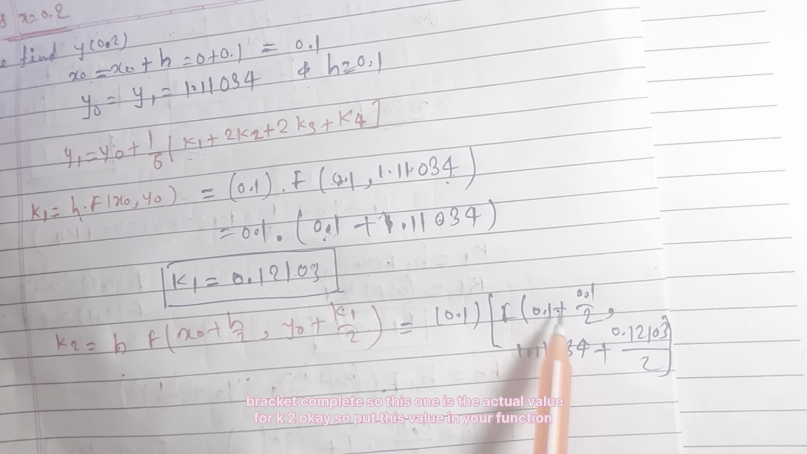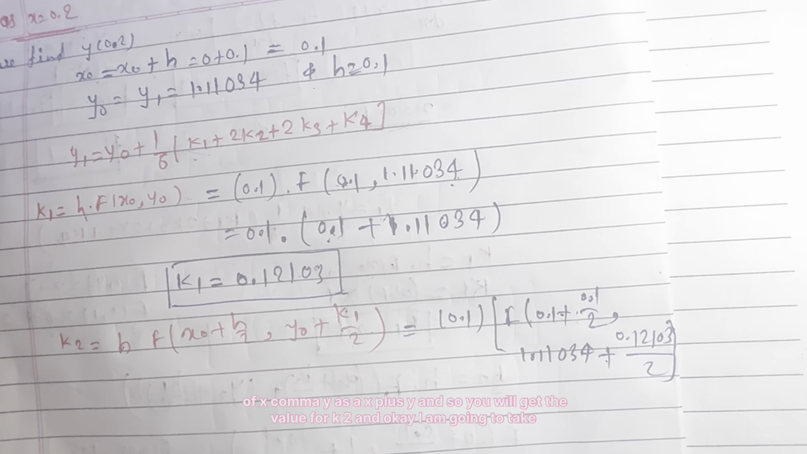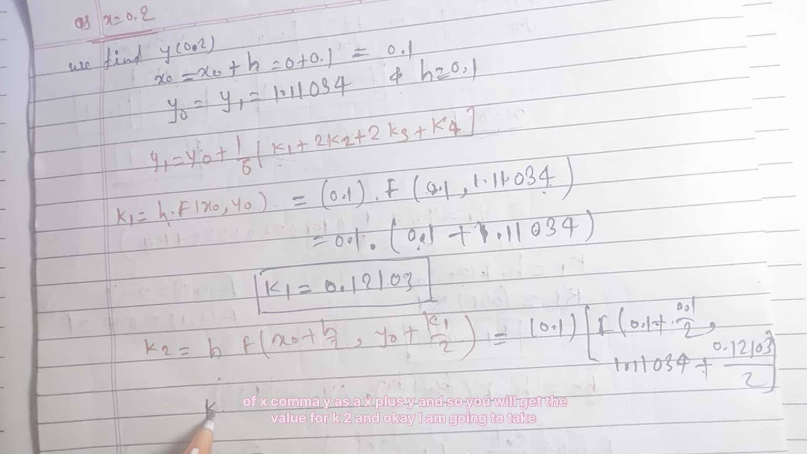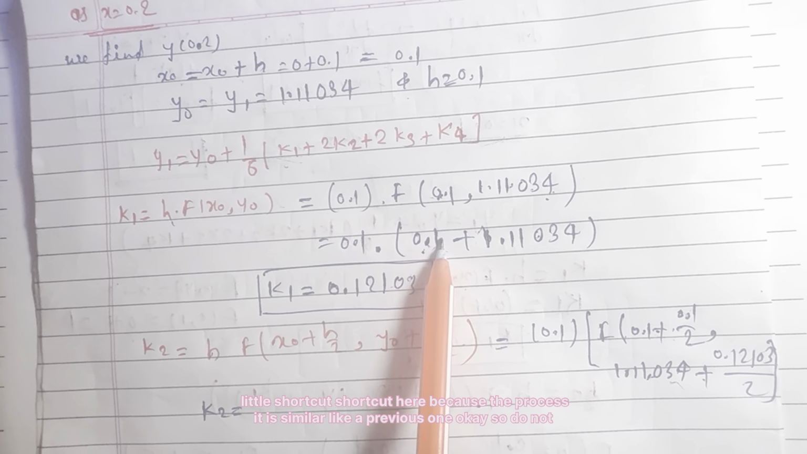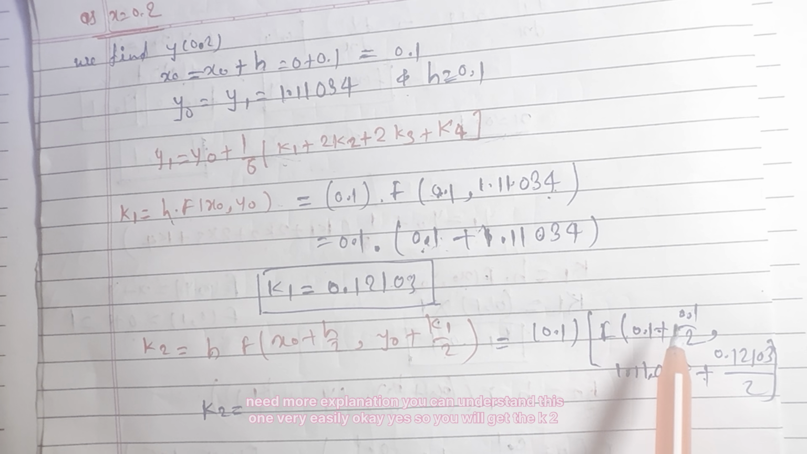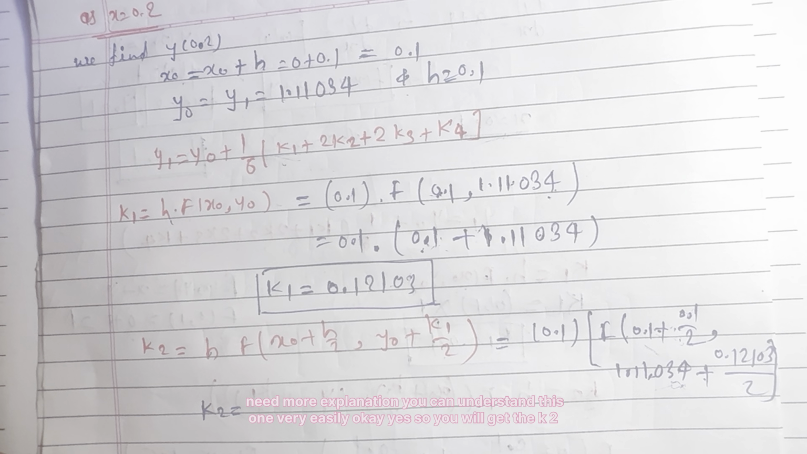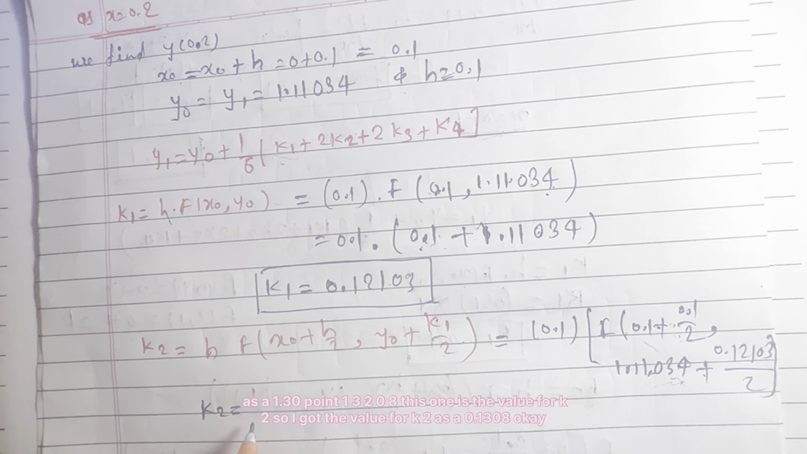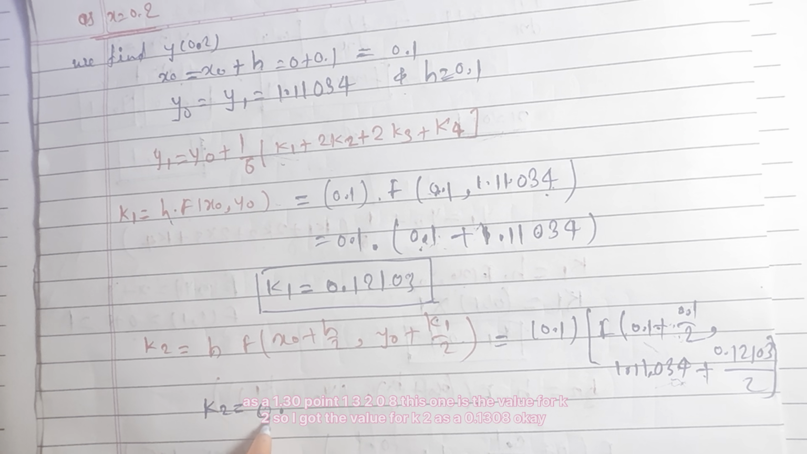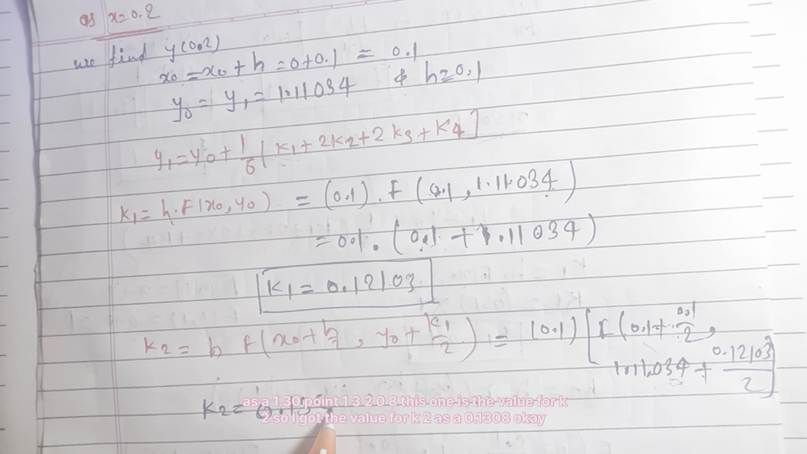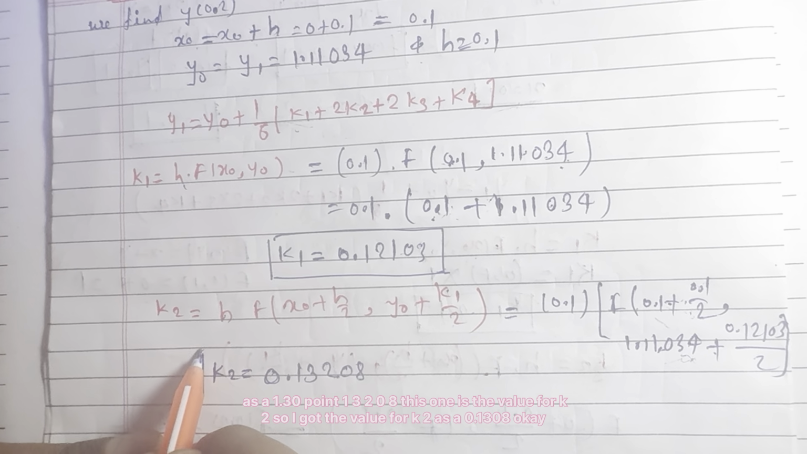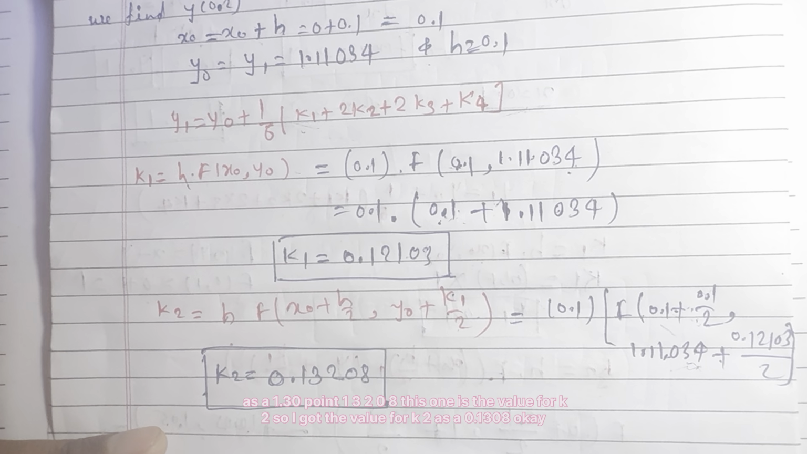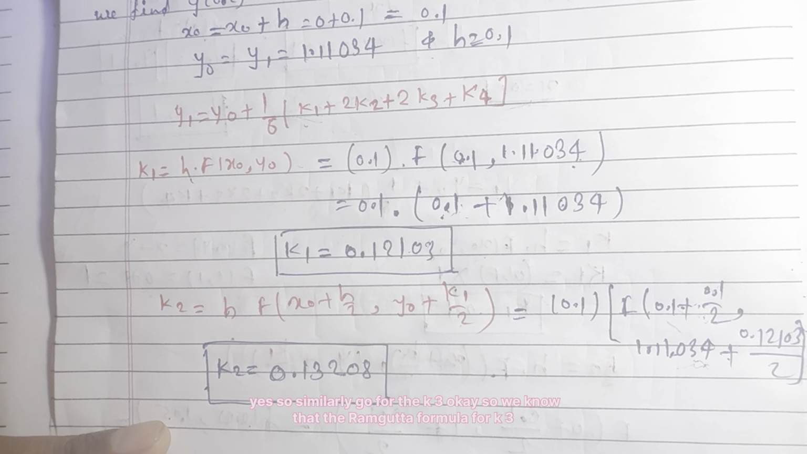Put this value in your function f of x comma y as x plus y, and you will get the value for K2. I'm going to take a little shortcut here because the process is similar to the previous one, so you don't need more explanation, you can understand this very easily. So you will get K2 as 0.13208. So I got the value for K2 as 0.13208.